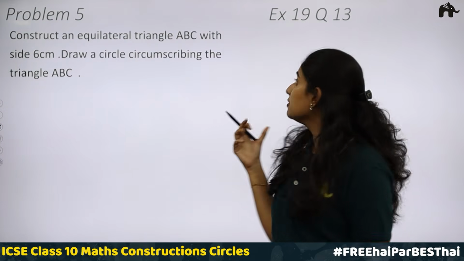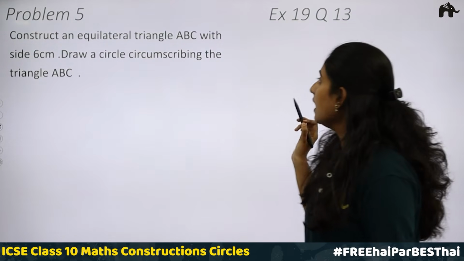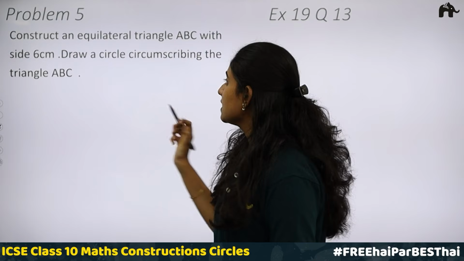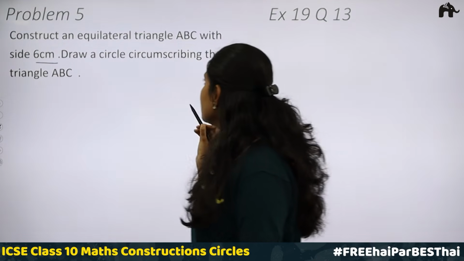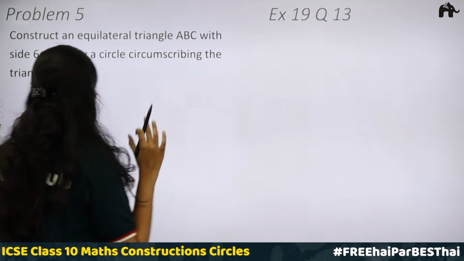Clear? Problem number 5, exercise 19, question 13. Construct an equilateral triangle ABC with side 6 cm. Draw a circle circumscribing the triangle ABC. We have done a similar question.